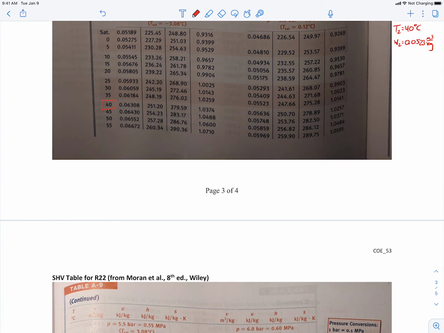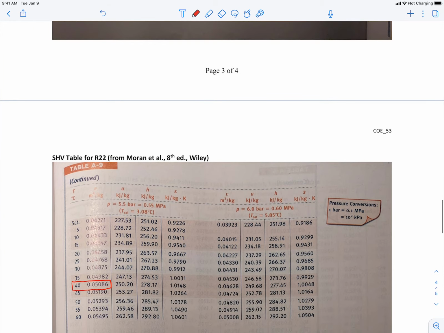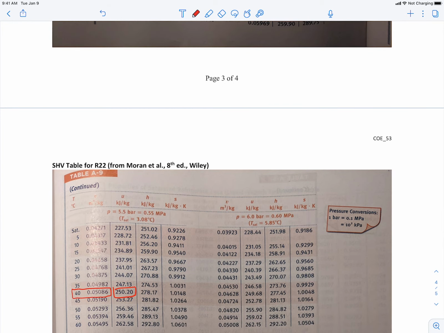Let me just highlight 40. So we're somewhere between those, right? So our specific internal energy will be somewhere between 250.7 and 250.2. Okay, so we're somewhere in between those. So in order to find those, we're going to have to do some linear interpolation between them. Okay, hopefully that makes sense to you.